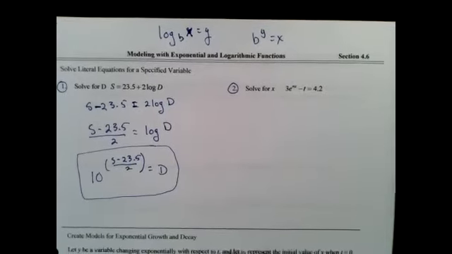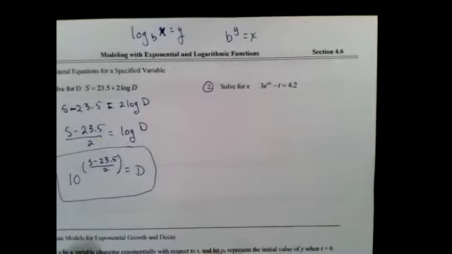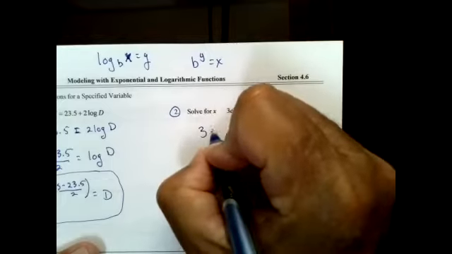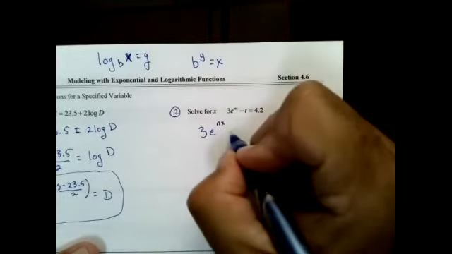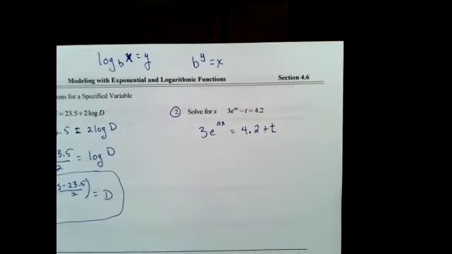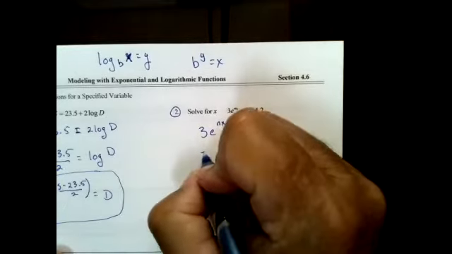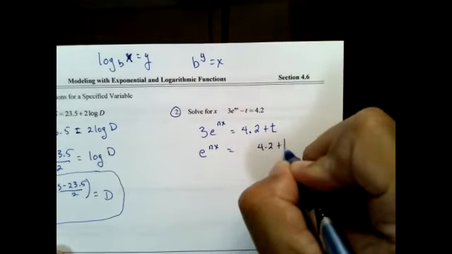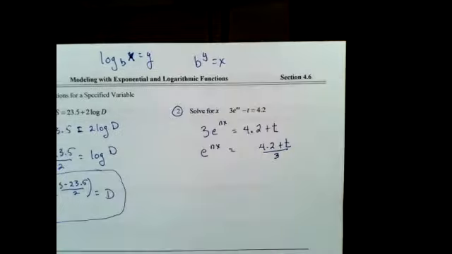Let's take a look at number 2. This time it says solve for x, get the x alone. Well, I'm going to let this as 3e to the n x power, and I'm going to add t to both sides. Okay, hopefully you're picking up patterns as I'm doing these to help you learn how to solve some of these. I am going to now divide by 3. That's not too bad. E to the n x equals 4.2 plus t divided by 3.